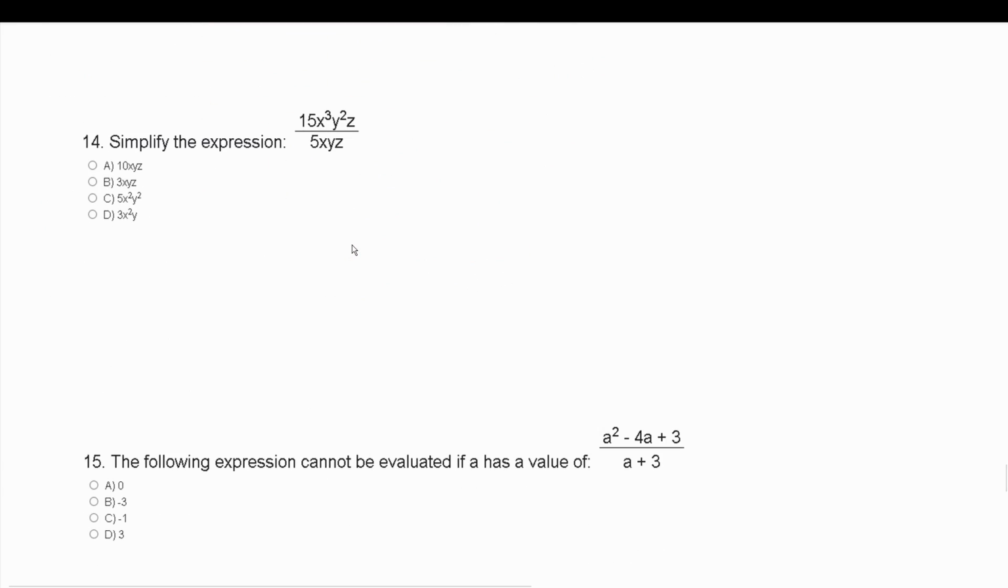All right, number 14 says simplify the expression. We have 15x to the third y squared times z over 5 times xyz. So let's go ahead and copy this one off to the side. We have 15x cubed y squared times z over 5xyz. All right, so for this one, we're going to have to know the laws of exponents in order to simplify this. That said, we're going to take it one thing at a time.